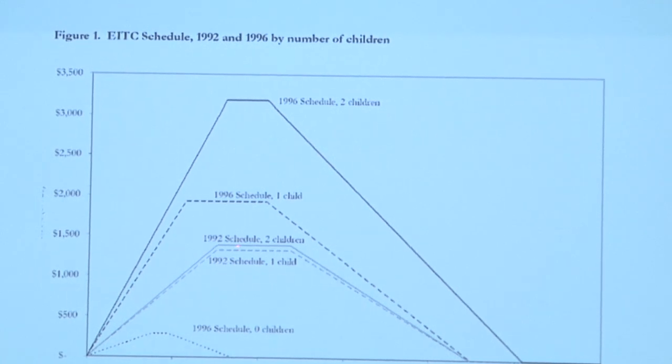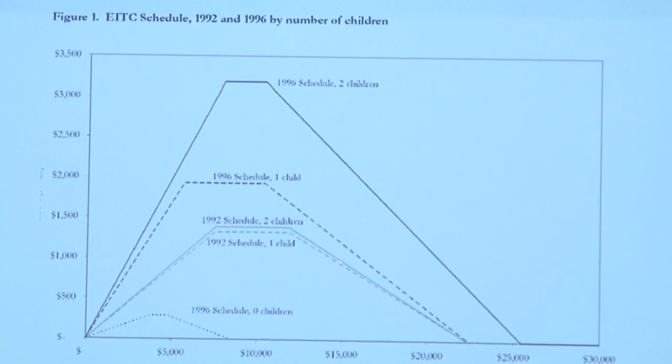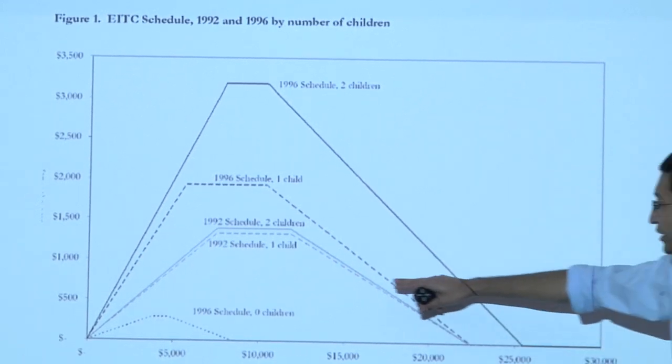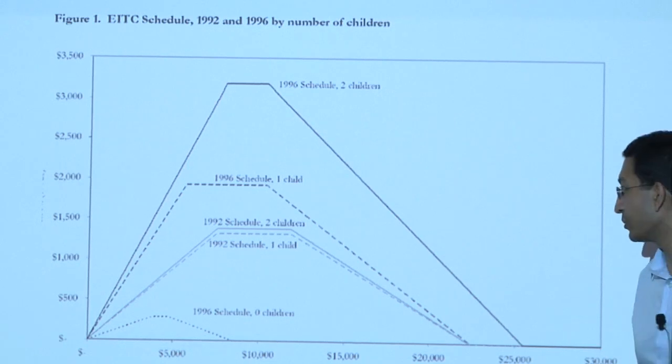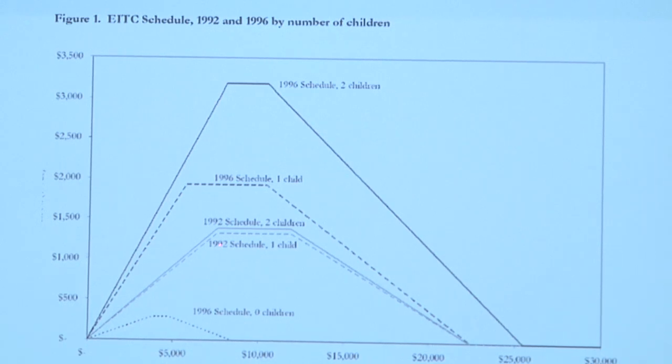So here's what the EITC schedule looks like in 1992 for people with 1 and 2 kids. As a function of your earnings, what's the size of the subsidy? So it's this familiar pyramid shape, which I showed you in the first lecture. And you can see that it's relatively small, right? It goes up only to about $1,200. Then in 1996, it became much bigger, especially for people with 2 kids who could start to get subsidies of up to $3,500 roughly.